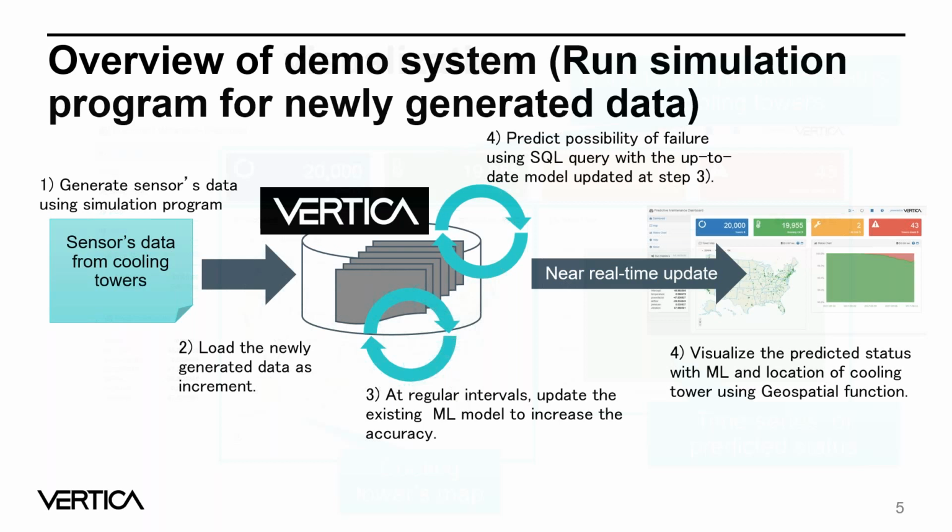Then that new, updated model is applied to a predictive query to find out the possibility of failure of the cooling tower equipment. Then that data goes to BI too. Yeah, please go to the next slide.